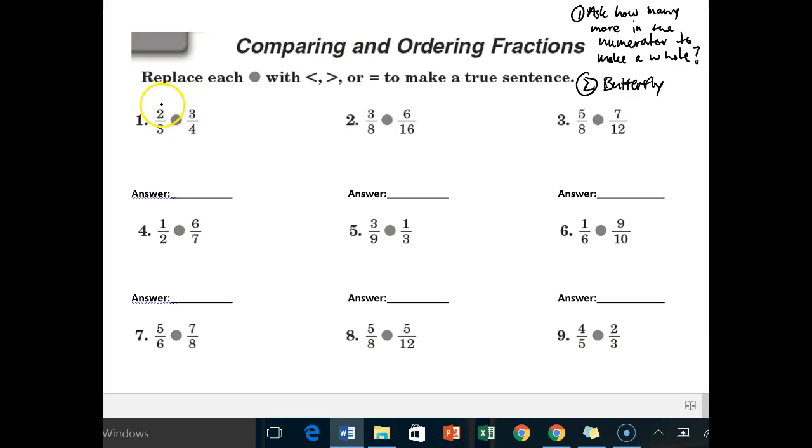The butterfly method says, all right, what is 2 times 4? 2 times 4 is 8. And what is 3 times 3? 3 times 3 is 9. See how it makes a little butterfly. Which one is bigger, 8 or 9? Well, the 8 is smaller, so 8 is less than 9. Always eat the bigger number. So you could say 2/3 is less than 3/4.